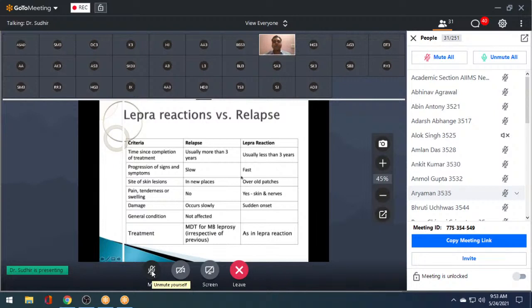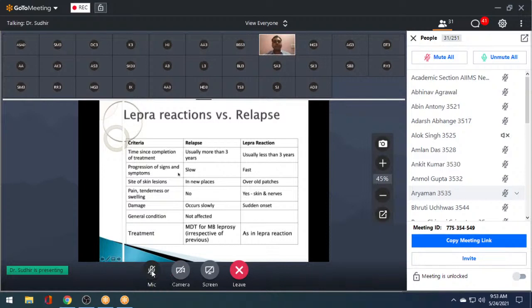So there is some difference between lepra reaction and relapse. How to differentiate this? Relapse means the disease is reoccurring. Lepra reaction is a treatment side effect. Okay. So regarding time since completion of treatment, relapse is usually more than 3 years. Usually after 3 years, this relapse can occur. Okay. Lepra reaction usually occurs within 3 years of MDT regimens, or even during MDT also.